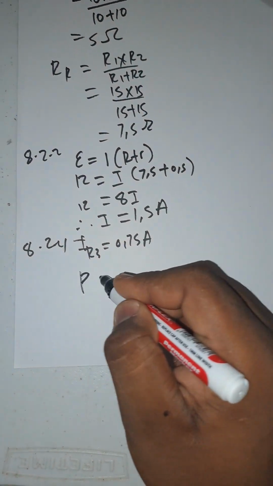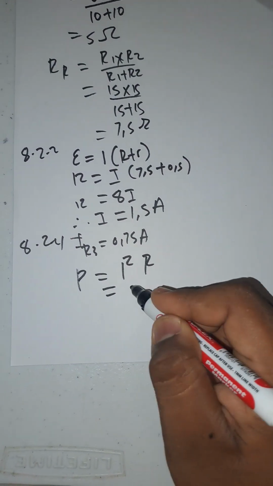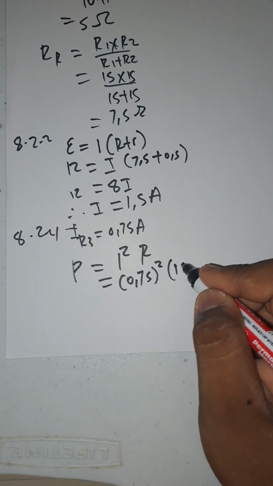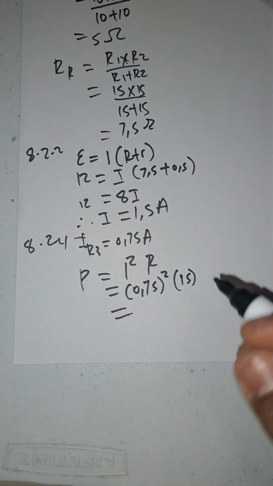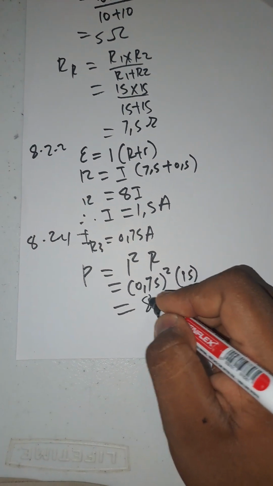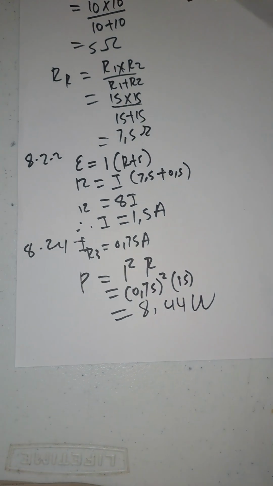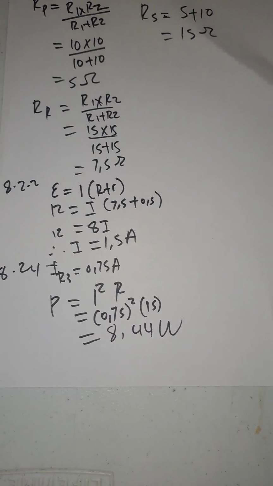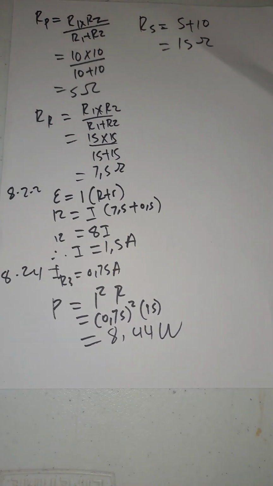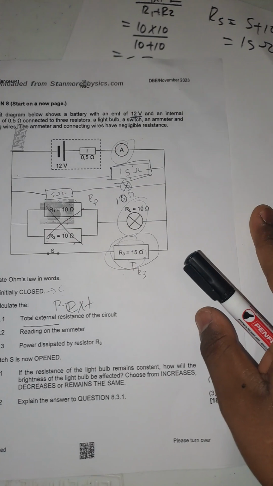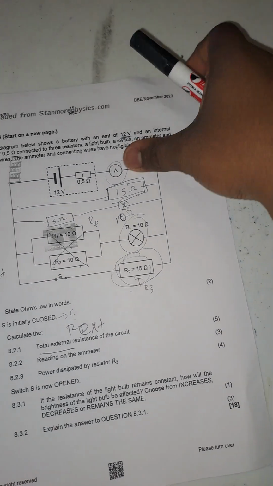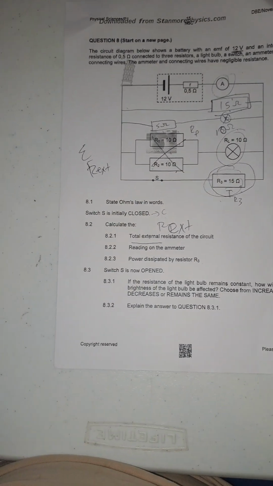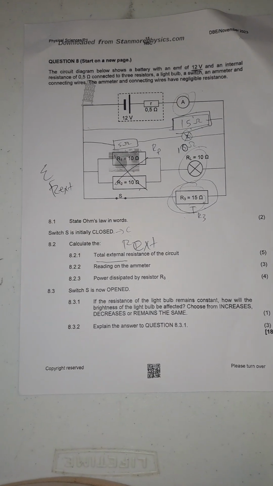So P equals I squared R, then 0.75 squared times 15, which is simply 8.44 watts. Can you see it, guys? That's how you get it. I hope you're understanding this, because electricity is a very, very crucial topic. It's very important. You have to understand everything. Now let's go and do the last question.